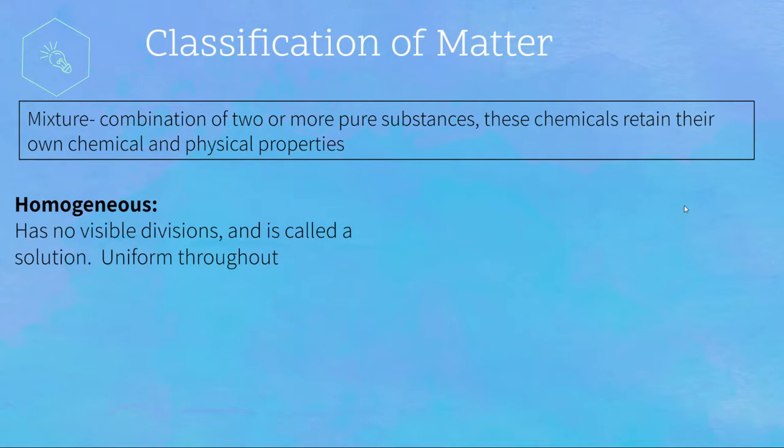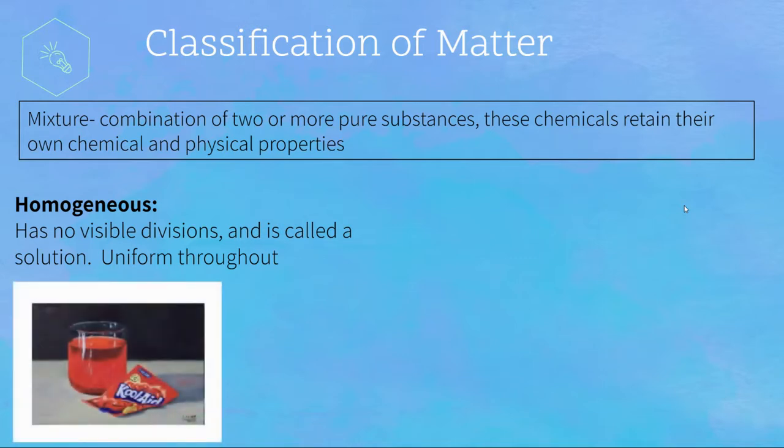So in your notes, heterogeneous is first, but let's jump down to homogeneous. Homogeneous has no visible divisions. The root word homo means similar, okay? Homo sapiens are humans. We're all similar, okay? That's the root word there. So it has no visible divisions. We also call it a solution, and it looks very uniform throughout, meaning something like Kool-Aid or salt water. When you take water and some sort of substance and mix it together and it looks like one thing, that is a solution, it is homogeneous.